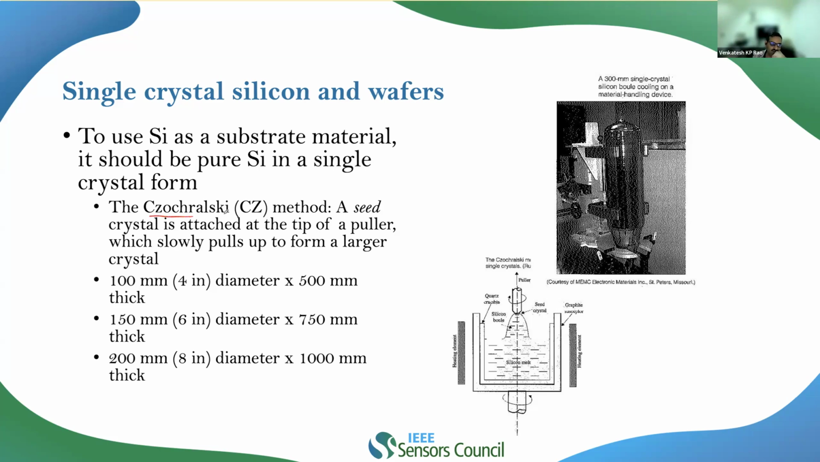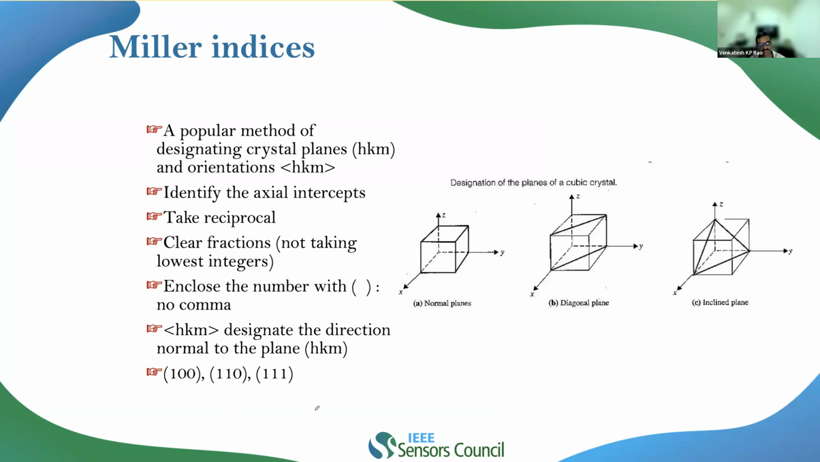We will go into the details of it when we get to the fabrication. To get the single crystal silicon seed, we go forward with the CZ method, and with the help of that, you can go with a 4-inch wafer, a 6-inch wafer, an 8-inch wafer, or even a 12-inch wafer. Depending upon the diameter, the thickness of the wafers will also vary. This is 500 micrometers, it won't be millimeters, 750 micrometers, and this is 1000 micrometers, right?